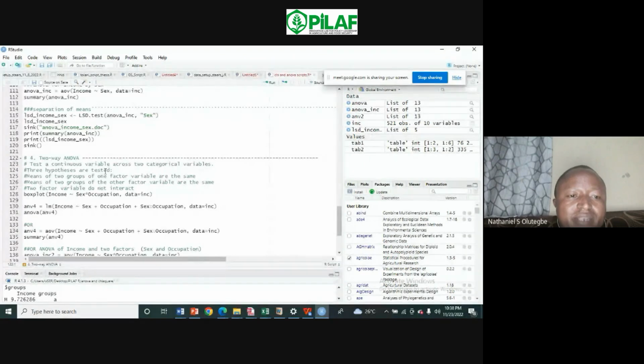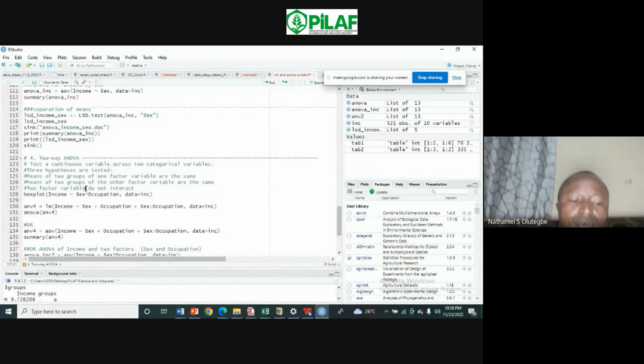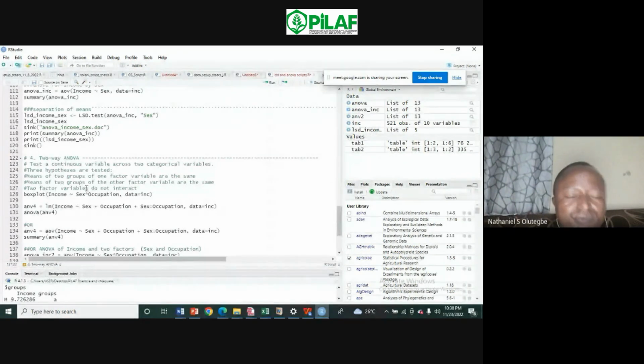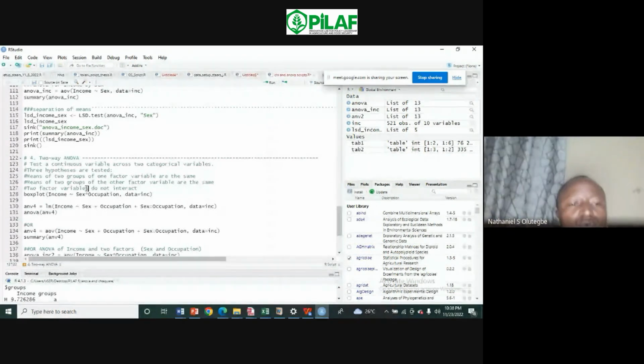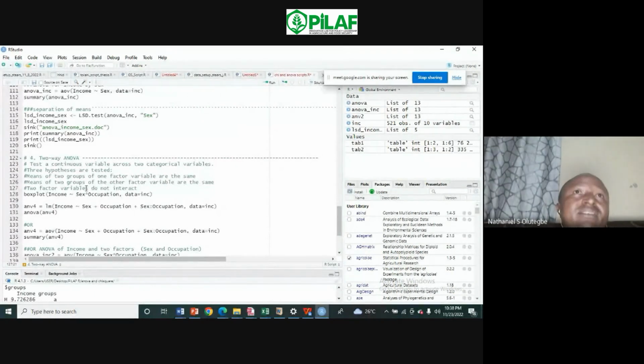Three hypotheses are tested here. The first one is that means of two groups of one factor variable are the same. The second one is that means of two groups of the other factor variable are the same. The third one is that two factor variables do not interact. That is, they don't interact.